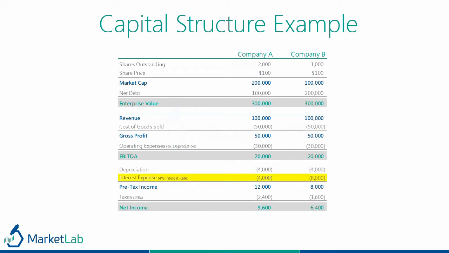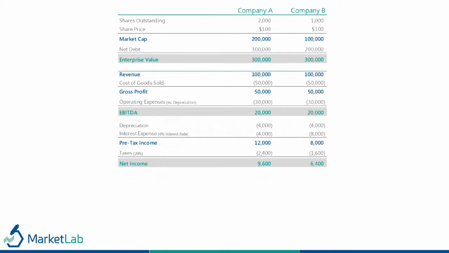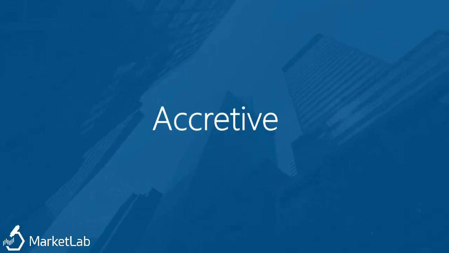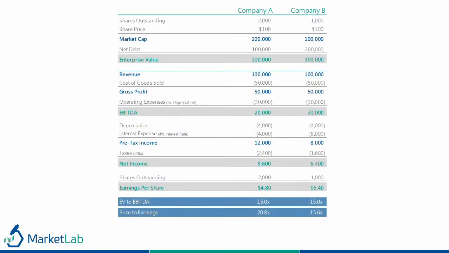However, because of this increased interest expense, net income will of course decline. But importantly, because of that reduction in shares outstanding, the company will actually see its earnings per share increase. In this situation, the addition of debt was accretive to the company, meaning that its earnings per share increased as a result. And now, we finally get to the point of the exercise. Because enterprise value and EBITDA are unchanged, both companies still have the same EV to EBITDA multiple. But the different capital structures, share counts, and interest expenses have resulted in significantly different PE multiples.